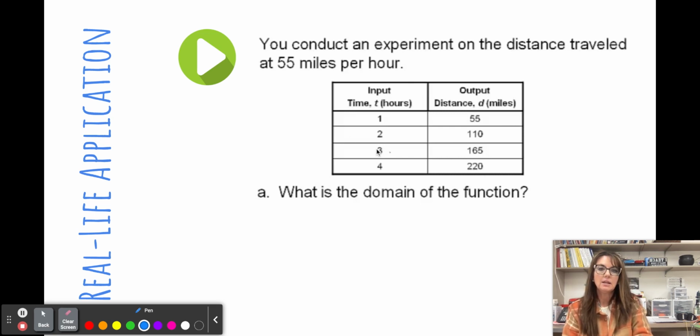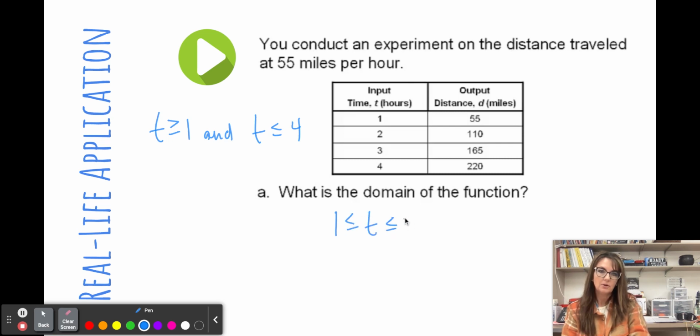So basically, it's saying that my time is greater than or equal to 1, and my time is less than or equal to 4, and that looks like an and inequality, which is kind of like 1 is less than or equal to t, which is less than or equal to 4. And so if we graphed that, that would be continuous. We would call that continuous, because time can be any value between 1 and 4.